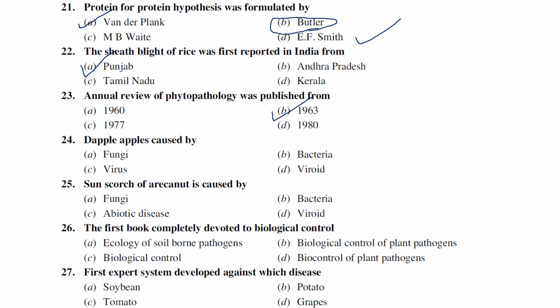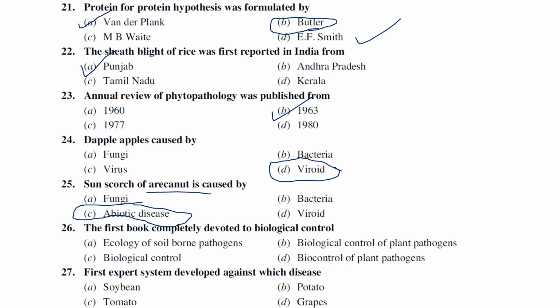The next one: dapple apple is caused by fungi, bacteria, virus, or viroid. Dapple apple is a viroid disease. And sun scorch of areca nut is caused by fungi, bacteria, abiotic disease, or viroid. Generally the sun scorch is an abiotic disease, as the name itself indicates. Due to heavy temperatures, the scorching can be observed. So this is an abiotic disease.